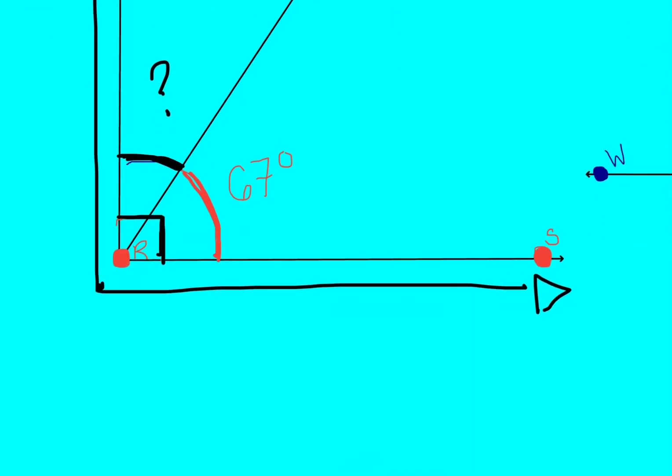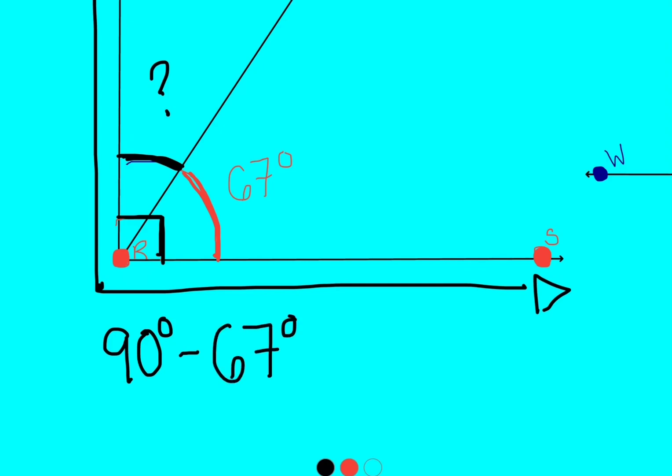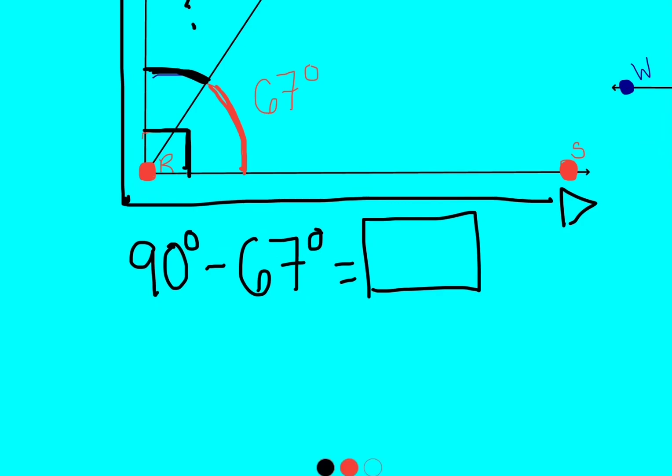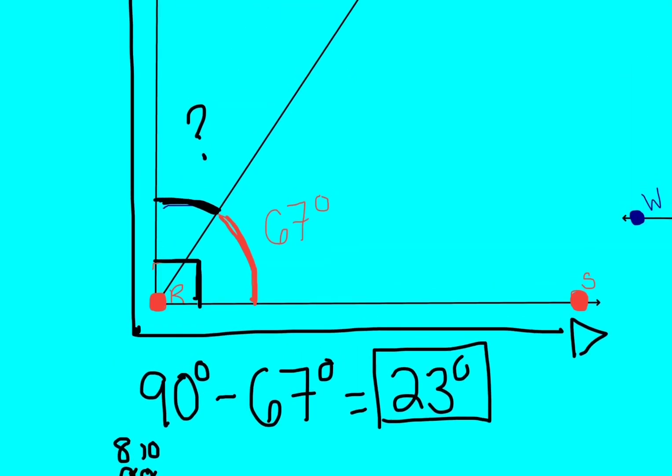What I do is I set it up as I know everything put together is 90 degrees. I know that I have one angle that's 67 degrees. So to find my missing angle, all I have to do is subtract my two knowns. So 90 degrees minus 67. That 9 turns to an 8, that 0 turns to a 10, 10 minus 7 is 3, 8 minus 6 is 2, so the missing angle measurement is 23 degrees.